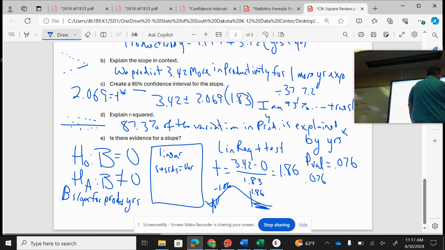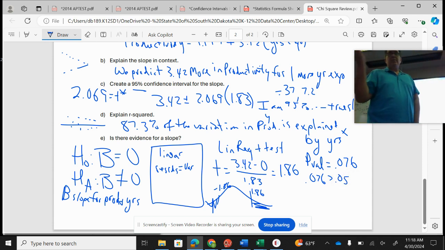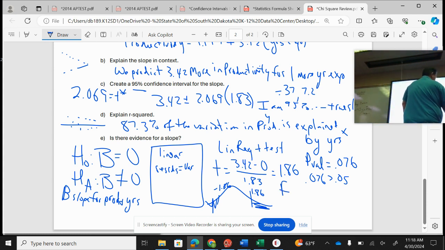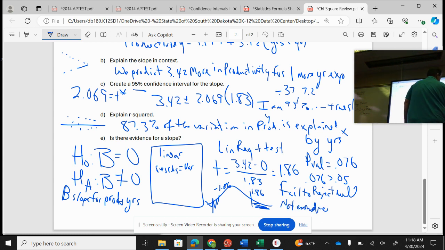And 0.076 is actually greater than 5%. Why do we use 5%? It's standard alpha. Use 5% on the AP exam the whole time. So we will fail to reject the null, and we have not enough evidence for a slope.